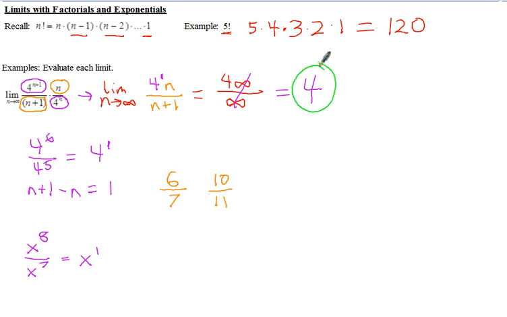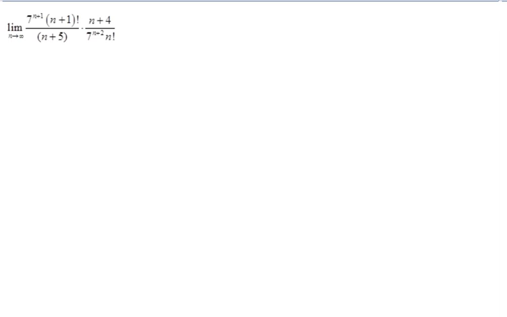All right, let's look at a few more here. This is a little more complicated. So again, let's start by simplifying this as much as we can before we substitute in the infinity.